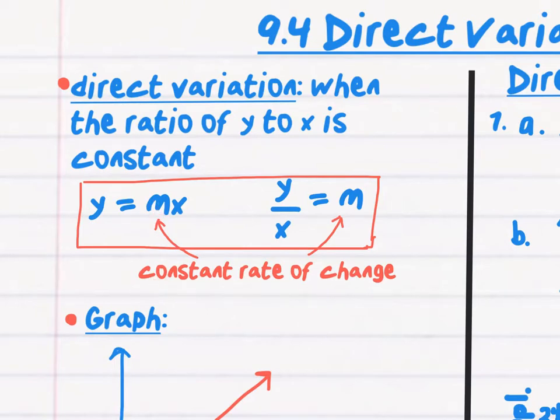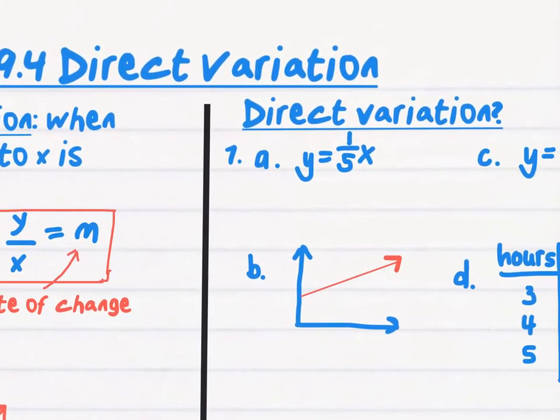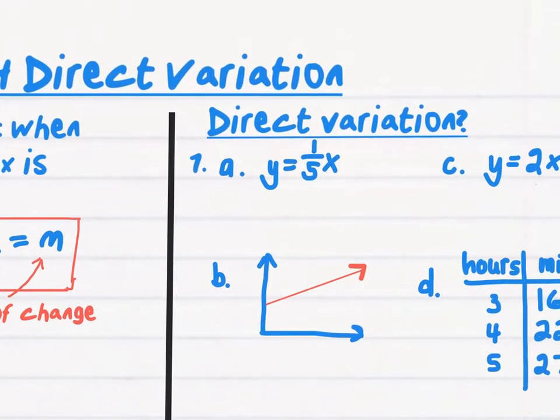Okay, so when we're looking at 1a, we see y equals 1/5 x. That is in that form, y equals mx, and m is our 1/5. So go ahead and write that y equals mx in red and point an arrow from m to 1/5. Our constant rate of change is that 1/5. And the answer to 1a is that, yes, it is a direct variation. So write yes next to it and box your answer.